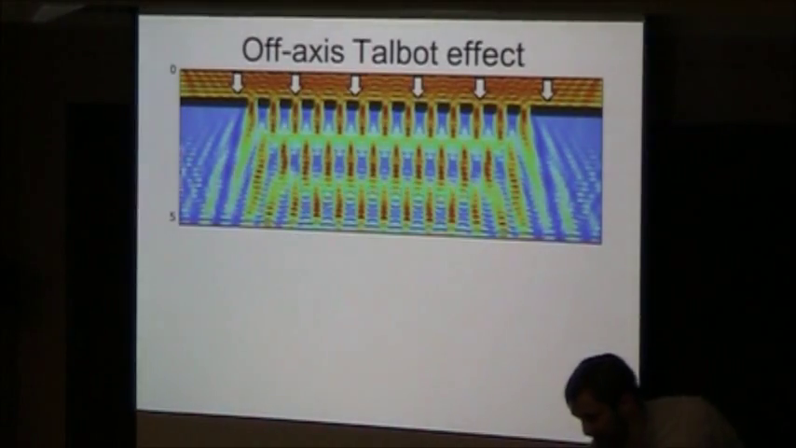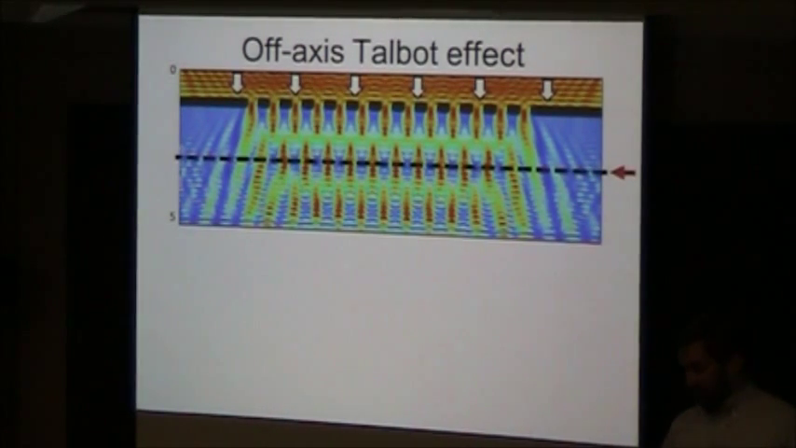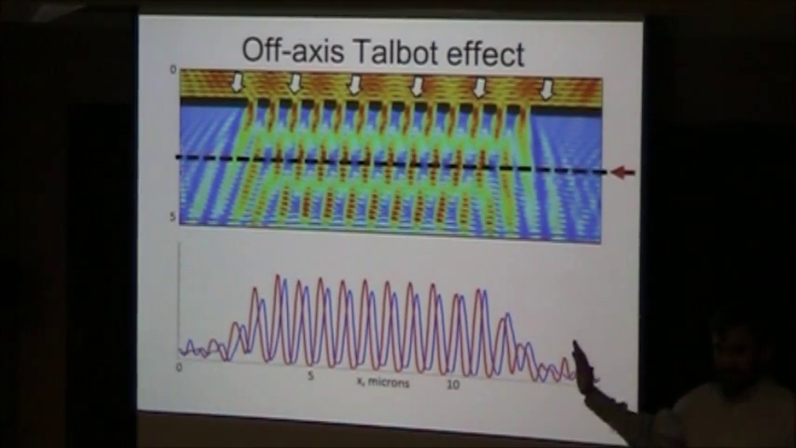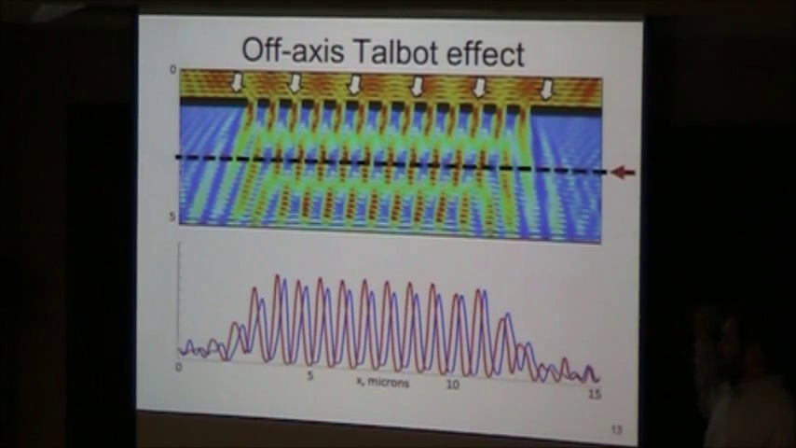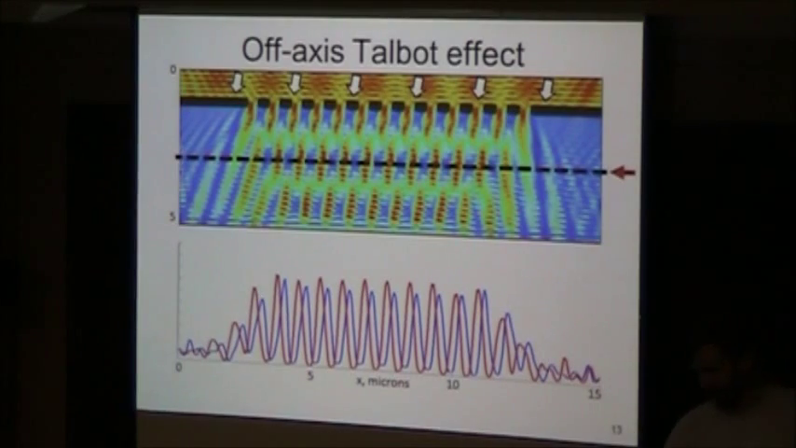So now, why is that good? Well, if you look at the Talbot effect in a simulation and you change the incident angle, you look at the intensity at one of those critical depths, you'll see that the intensity pattern shifts laterally with incident angle. So we can rephrase our problem from detecting incident angle to detecting shifts in the Talbot pattern.